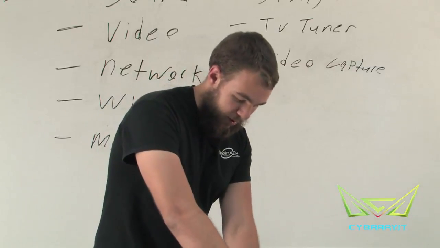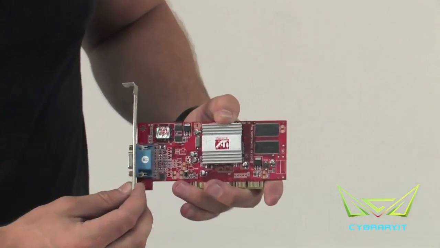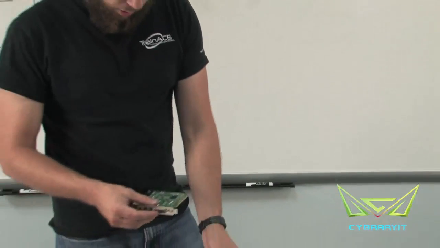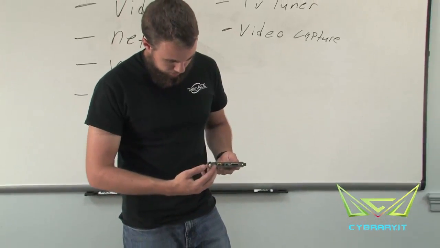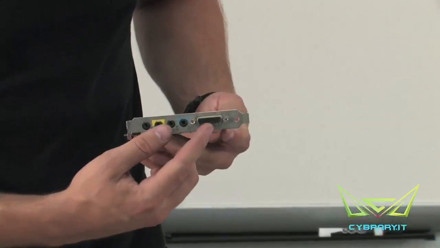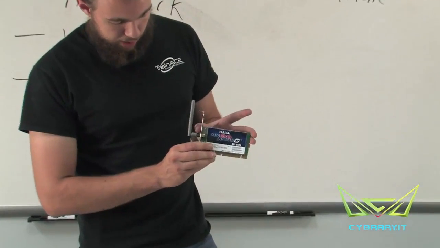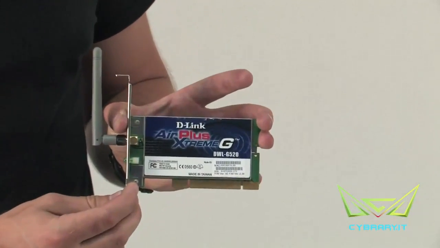A couple of examples of some expansion cards we have. This would be an example of an extended graphics card. And then we already mentioned we have our sound card, and it also has video capabilities. And this would be an example of a wireless card that you could add onto your computer.